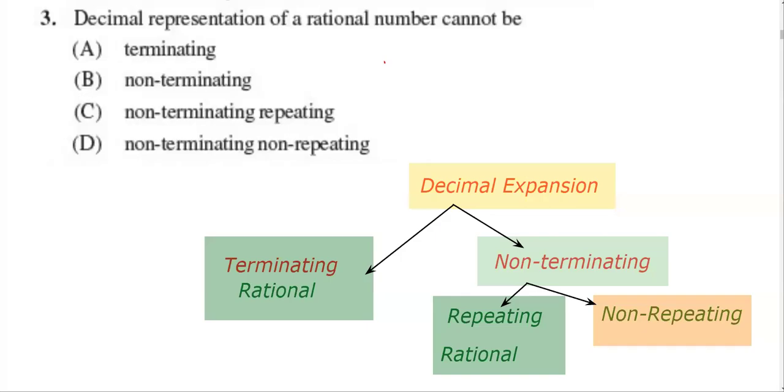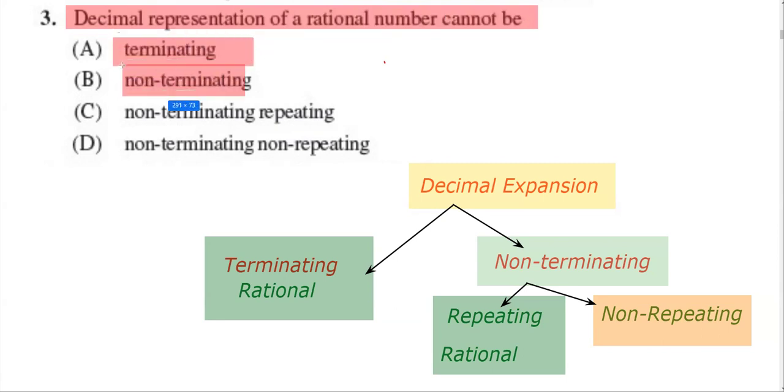In the next part, that is in question number 3, we are asked: decimal expansion of a rational number cannot be terminating, non-terminating, non-terminating repeating, or non-terminating non-repeating. So what you need to remember is that for the decimal expansion of any number, it can either be terminating or non-terminating. If it is non-terminating, it can be repeating, also known as recurring, or non-recurring.